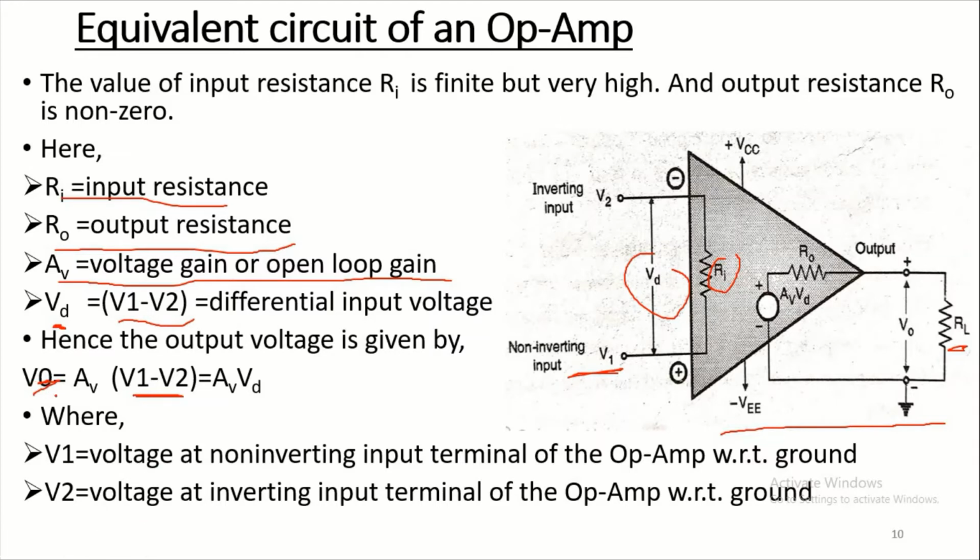So the output voltage is given by the product of voltage gain and the differential input voltage. Here V1 is the voltage at the non-inverting input terminal of the op-amp with respect to ground, and V2 is the voltage at the inverting input terminal of the op-amp with respect to ground.